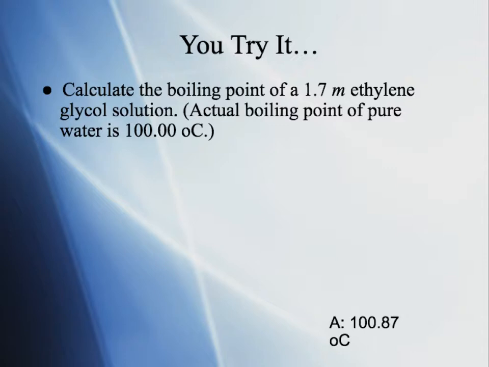So again, here's one for you to try at home. Calculate the boiling point of a 1.7 molality ethylene glycol solution if the actual boiling point of pure water is 100.00 degrees Celsius. So plug it into that equation and see if you can get that answer.